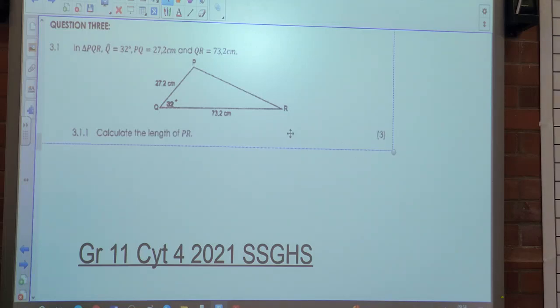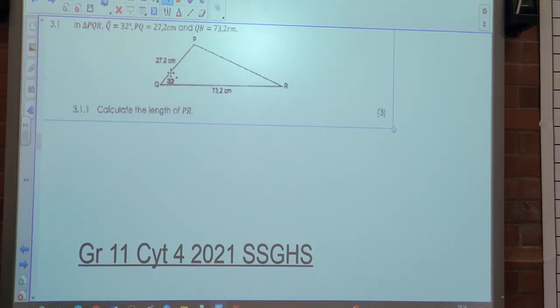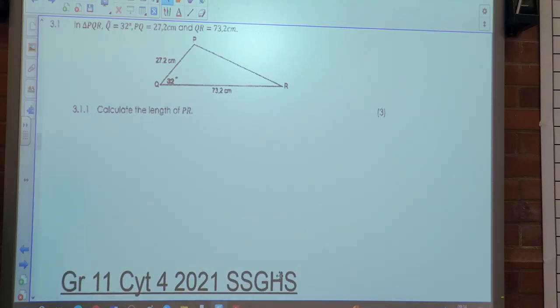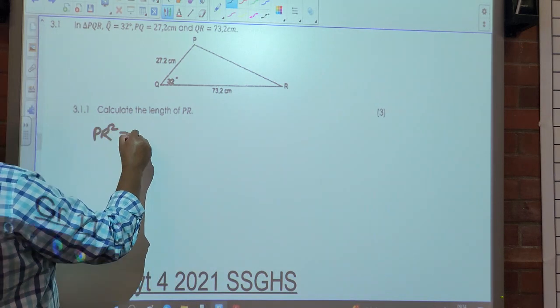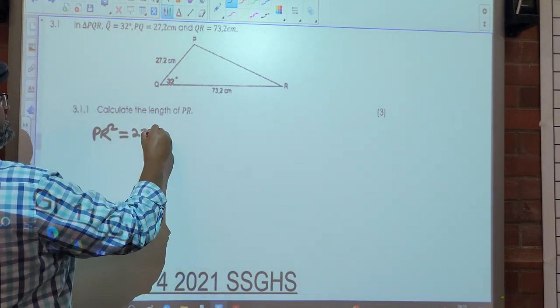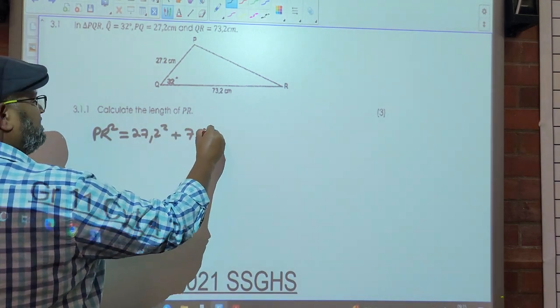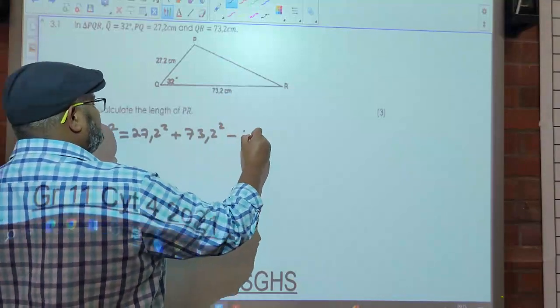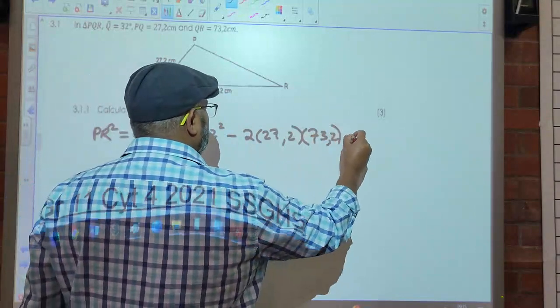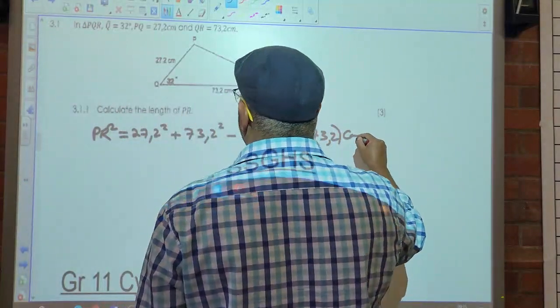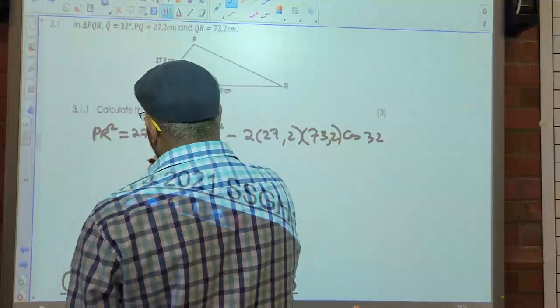Here we are told in triangle PQR, calculate the length of PR. People will have two lengths and an included angle. So which rule are we going to use here? The cos rule. So PR squared is equal to 27.2 squared plus 73.2 squared minus 2 times 27.2 times 73.2 cos of 32.